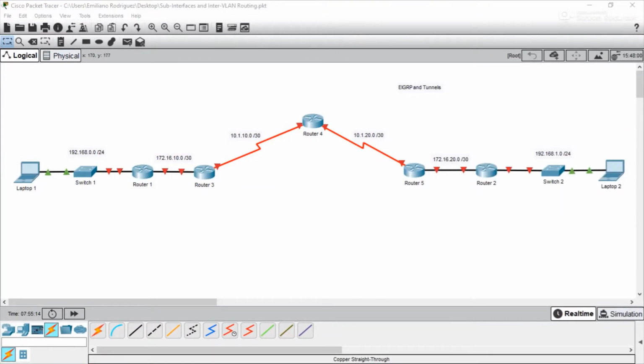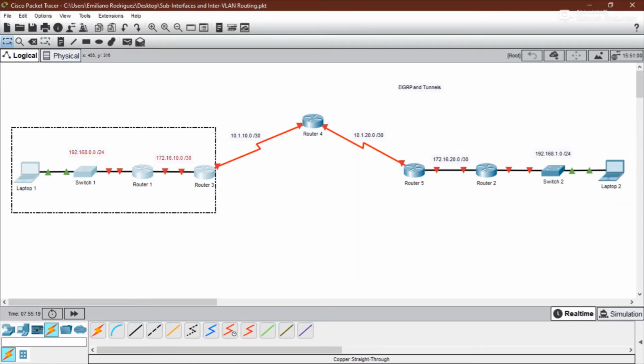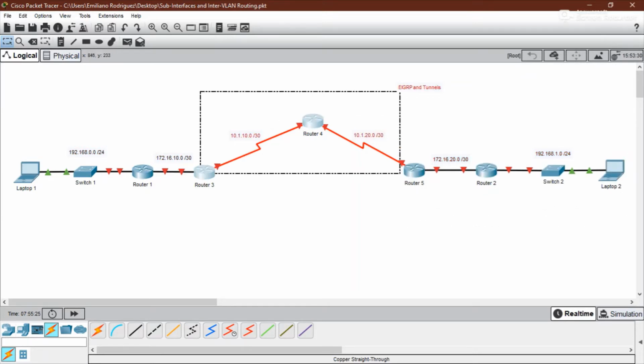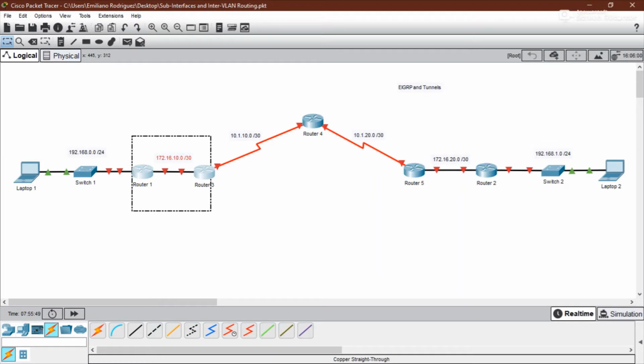In this video, we will be configuring EIGRP to route traffic from one local area network to another local area network over a wide area network. EIGRP stands for Enhanced Interior Gateway Routing Protocol, and it is used to propagate advertised routes from one router to another router. Here, we will be configuring EIGRP on routers 1 and 3 and on routers 5 and 2.